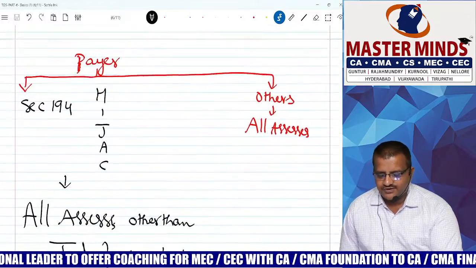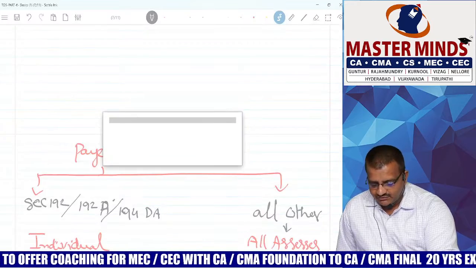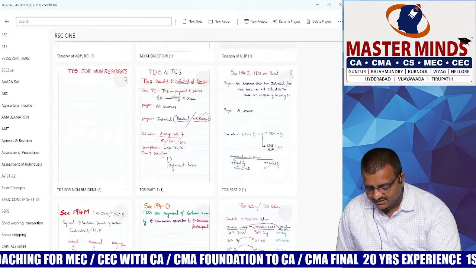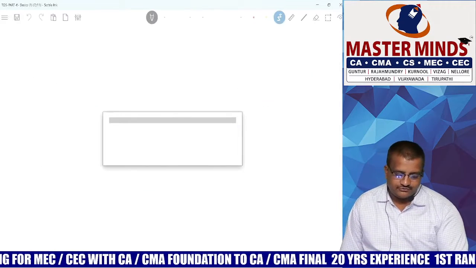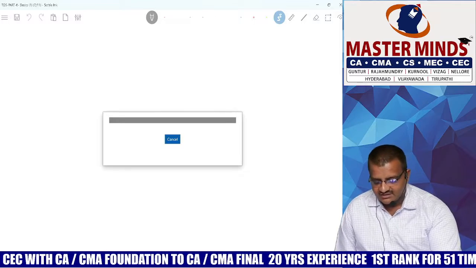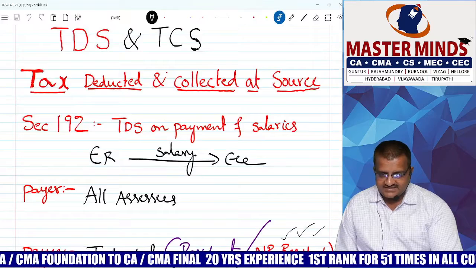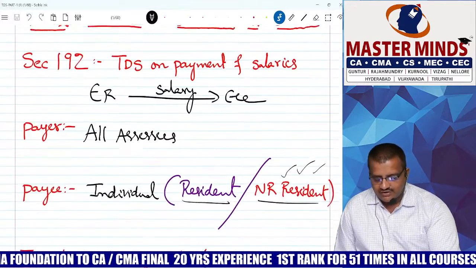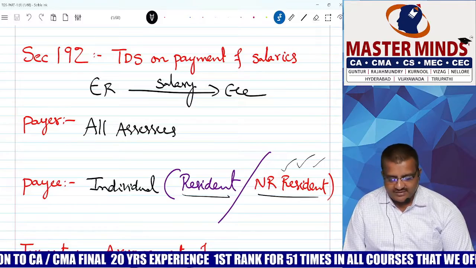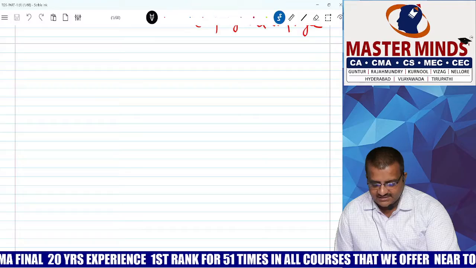Chalo, next point. Enough. So these are some common points. Now we want to start the regular topic. That is the first one I want to cover: section number 192. Very important. First section, comrades, please follow. TDS and TCS chapter we are going to start. Out of that, the first section is 192, that is TDS on payment of salary. Come again, TDS on payment of salary.